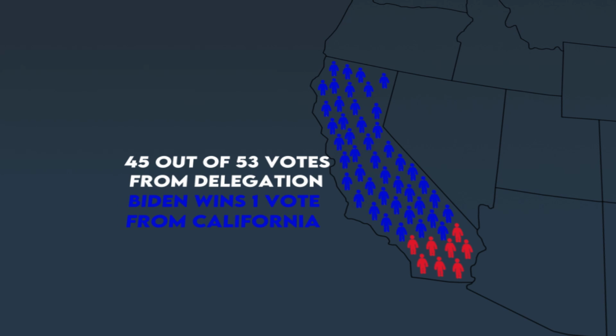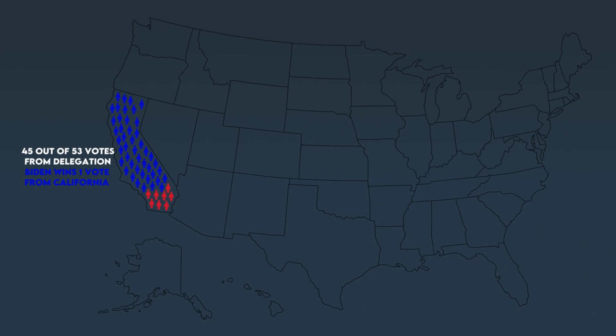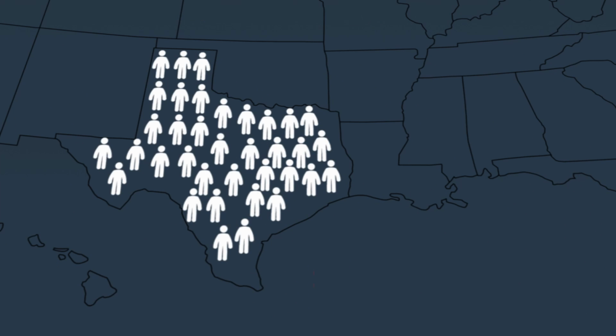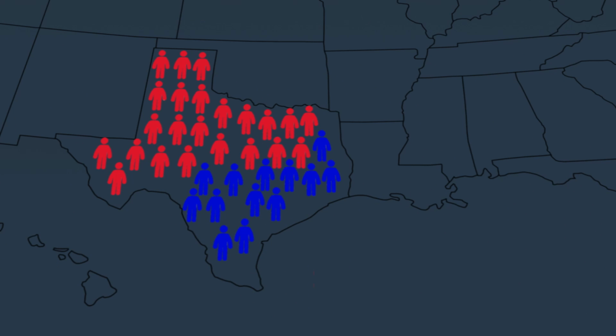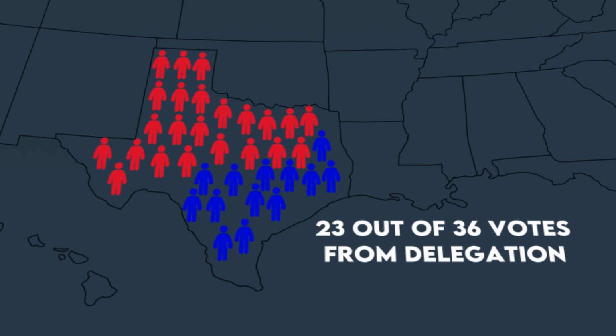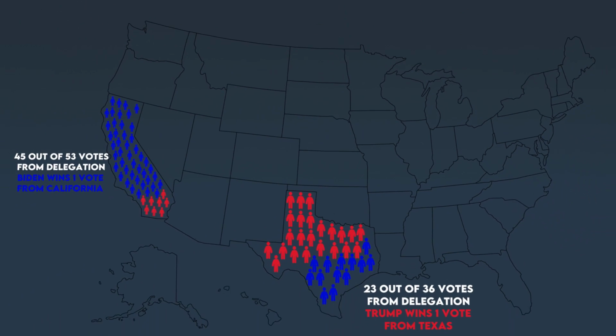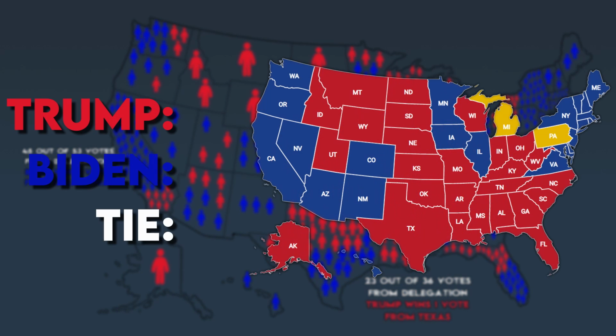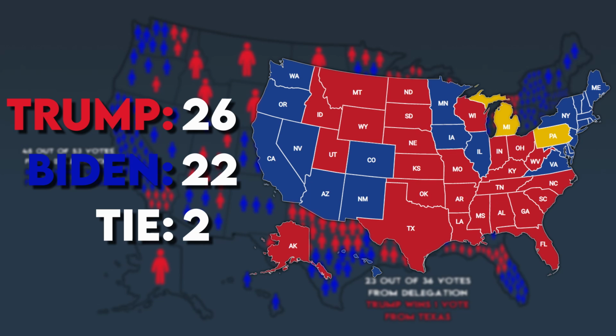vote from California. Another example of this would be to assume that after the presidential election, the House delegation from Texas consists of 23 Republicans and 13 Democrats. Once again, if the members of the delegation follow their party line, that would give Trump 23 out of 36, therefore giving Trump one vote from Texas. Assuming the same thing happens with each state, Trump will receive a total of 26 votes, Biden will receive 22 votes, and 2 states will be in a tie.